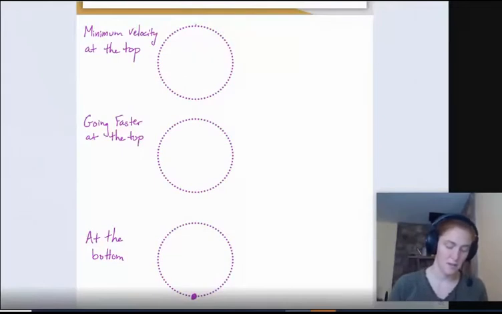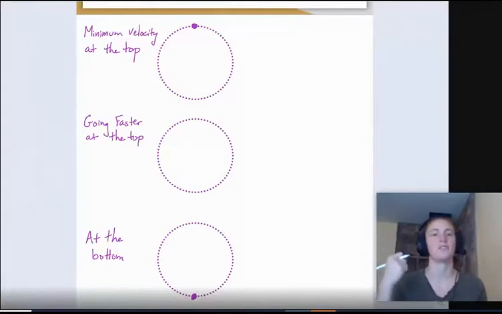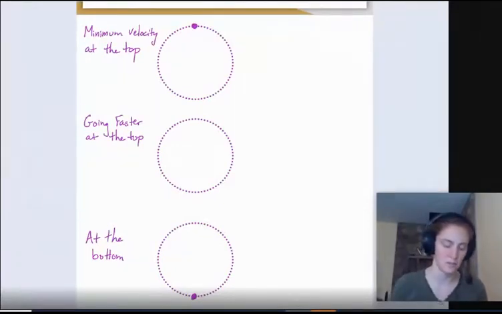So if I have my minimum velocity at the top up here, this is going to be when I don't need to pull it towards the center of the circle. Because remember that your acceleration to go in a circle is always towards the center of the circle. And I'm going to have gravitational force on my side here. So I'm going to have my gravitational force pulling me towards the center of the circle.